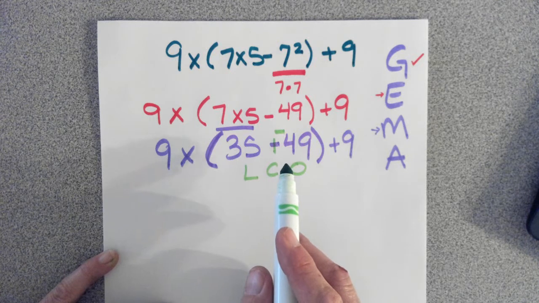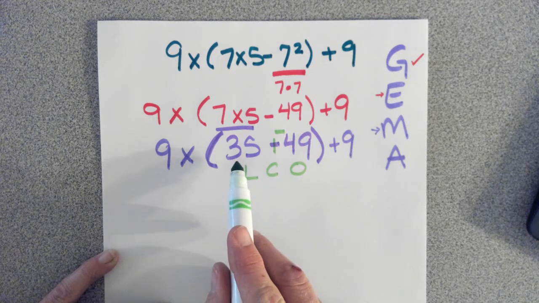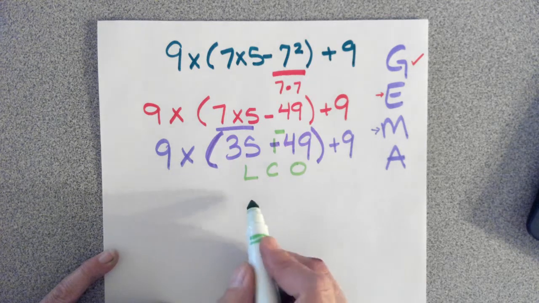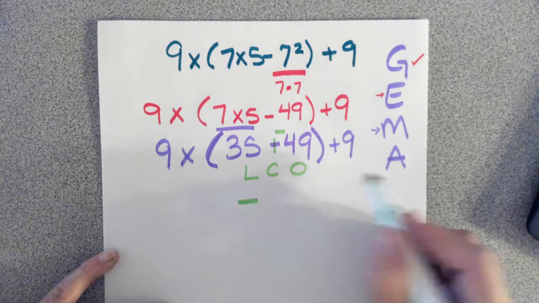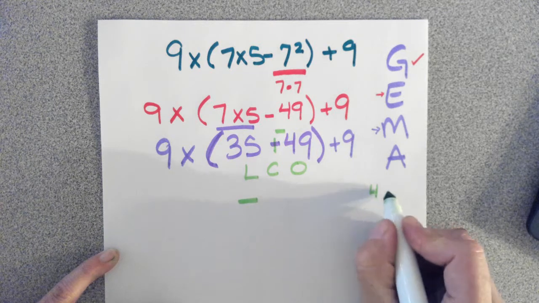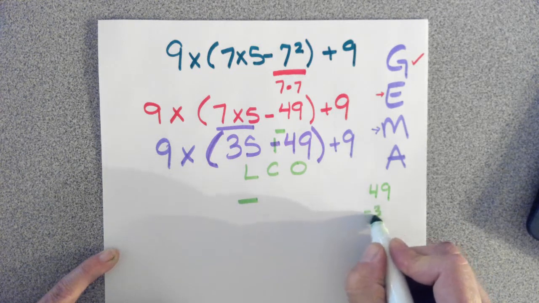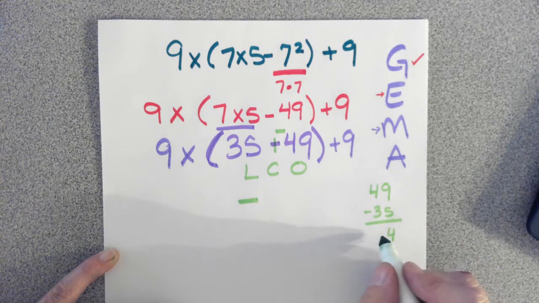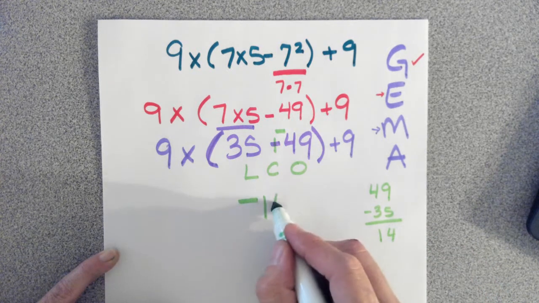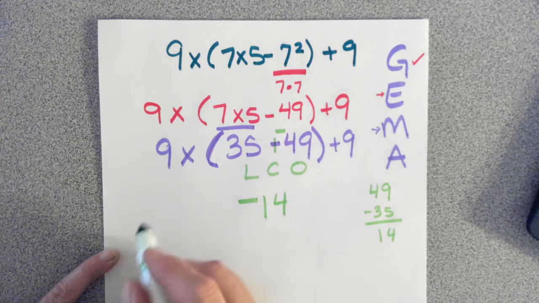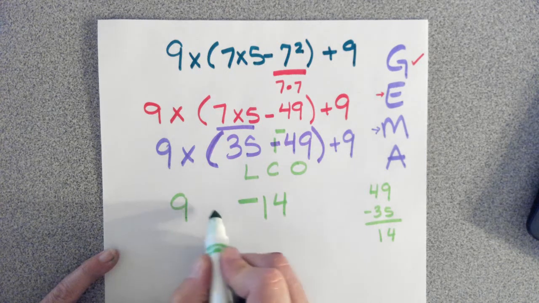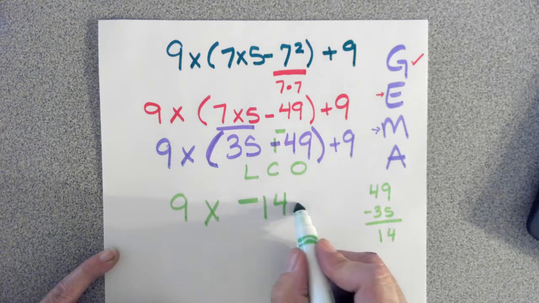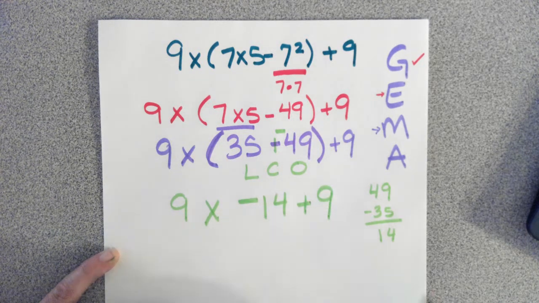Our rules with zero pairs is that these 35 positives will cancel out 35 of the negatives, leaving me with some negatives left over. Well, let me find out how many. If I take 49 minus 35, 9 minus 5 is 4, 4 minus 3 is 1. That leaves me with 14 negatives. Okay, now in the front, I still have my 9 times. Inside the grouping is negative 14, and then on the end I have a plus 9.